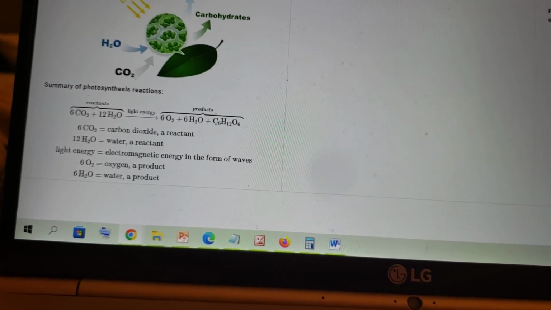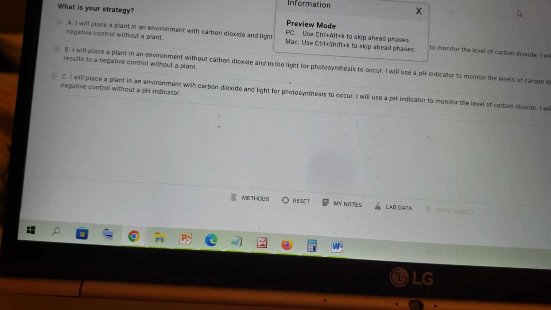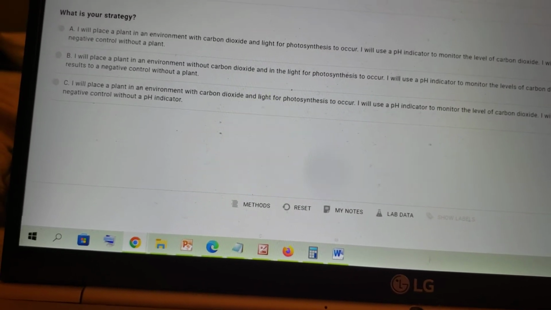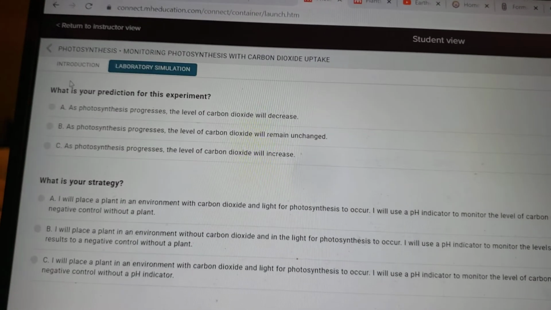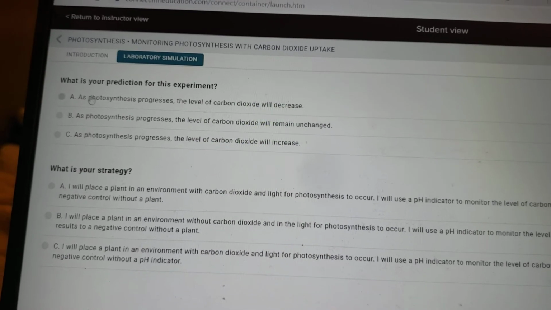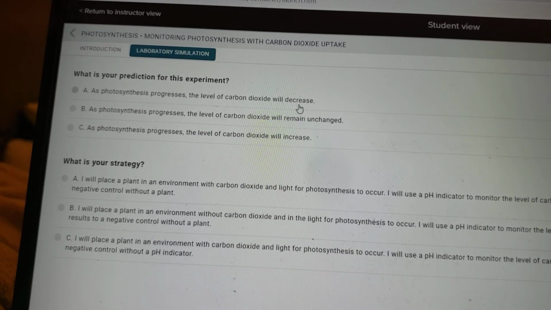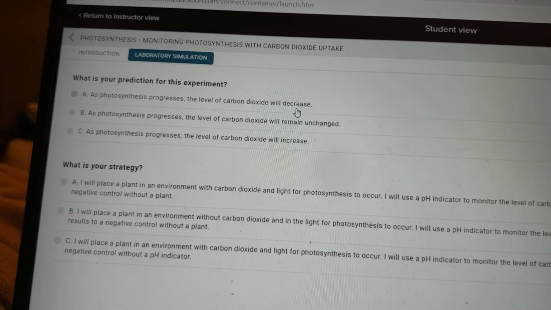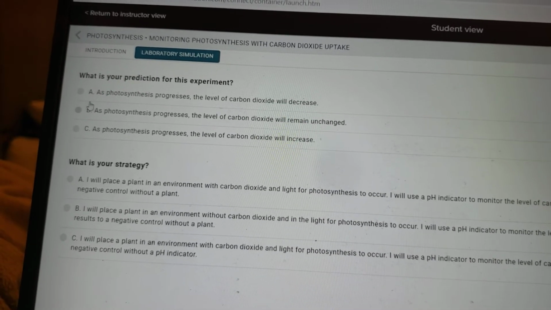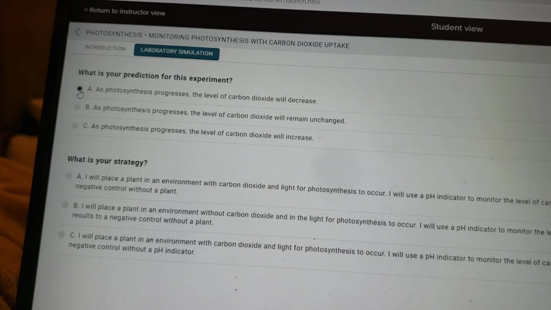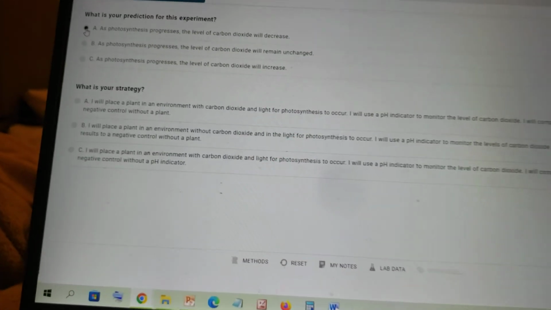So when we make predictions about the experiment, we read, as photosynthesis progresses, the level of carbon dioxide will decrease. So yes, we think so because it's a reactant. All right, so we choose the option A.